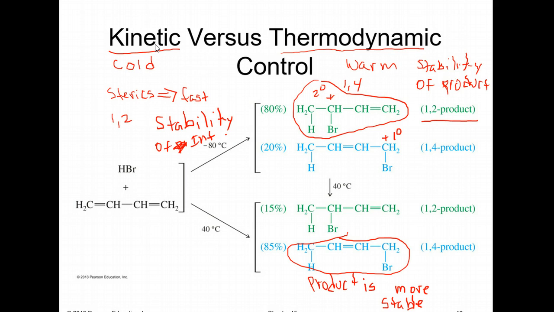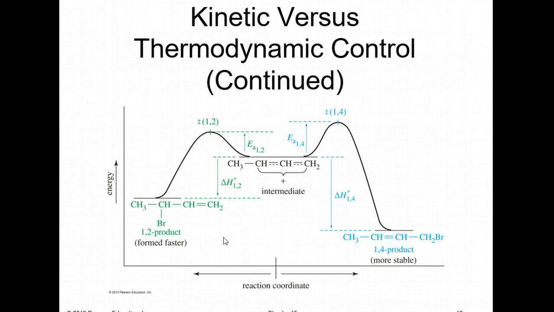Okay, so let me just kind of review this because I know I got a little sidetracked there. Kinetic control is based on the stability of the intermediate. The thermodynamic is based on the stability of your product. Okay, there is a nice graph right here to kind of show you this. Yeah, it's a little confusing, but we'll work through it.